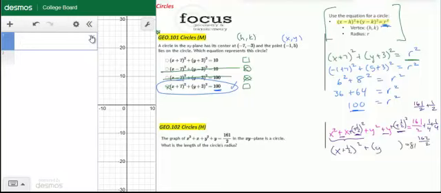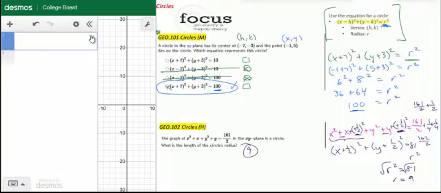Now, I can rewrite my binomial square here as y plus 1/2, although this winds up being irrelevant to the answer. But 81 is equivalent to r squared, which means my radius is 9. And so that would be my answer.